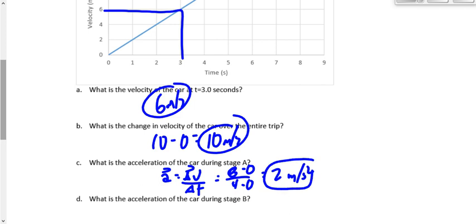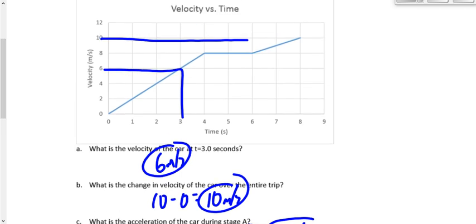D, the acceleration during stage B. Not sure what people did here. This was a fairly common mistake as well. People had numbers for this. Okay, what does that mean if it's a flat line on a velocity time graph? The velocity is not changing. It's a constant velocity. And if it's constant velocity, what's the acceleration? 0 meters per second squared.